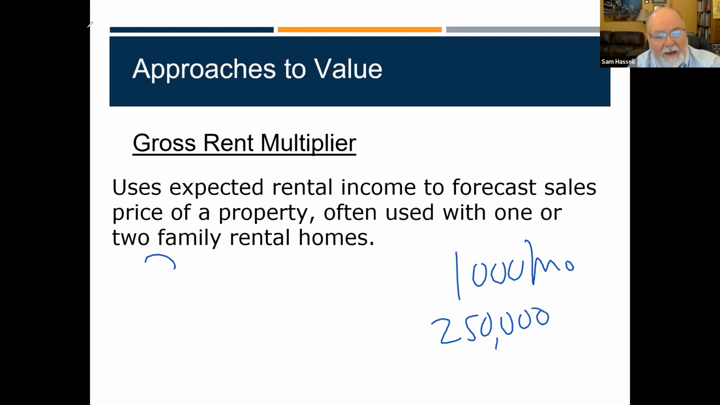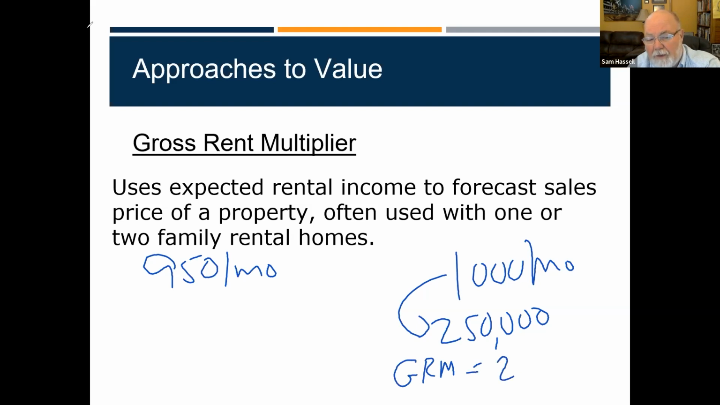Well, I'm only getting $950 a month, but I want to know what the value of my property is based on what she got. Well, obviously, if I take my 1,000 and I divide it into my 250,000, I have what's called a gross rent multiplier of 250. That means for every $1 of rent I got, $250 in sales price, right? I have a gross rent multiplier of 250.